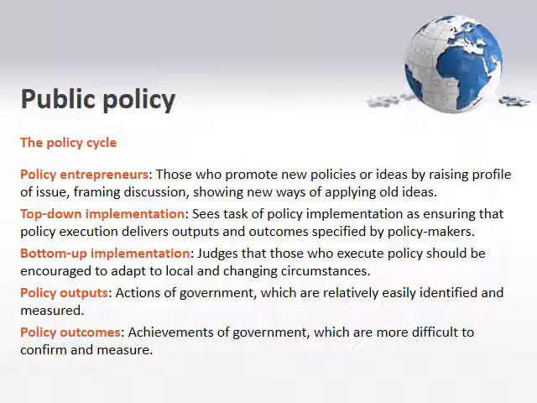Policy outputs, these are the actions of government, which is pretty easy to define. For example, a policy output could be to get everybody vaccinated in the United States. You can determine whether or not that happened. Hundreds of millions of vaccines were given.